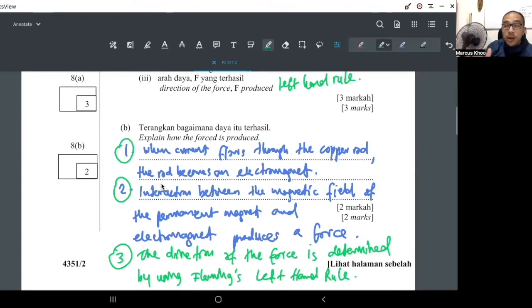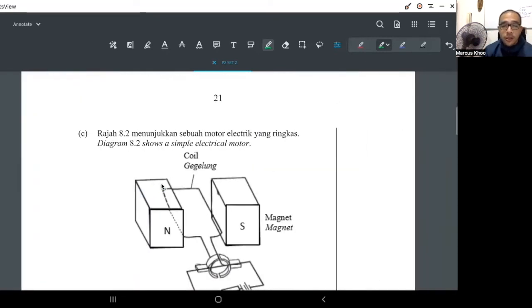Sorry, if I'm going very fast, you have to catch up later, okay? Because I want to finish this entire paper today. So I'm going as fast as I can. If you missed something or you didn't copy anything, wait for the video to come out and then press pause so that you can copy the answer. Okay? Sorry, hold on.